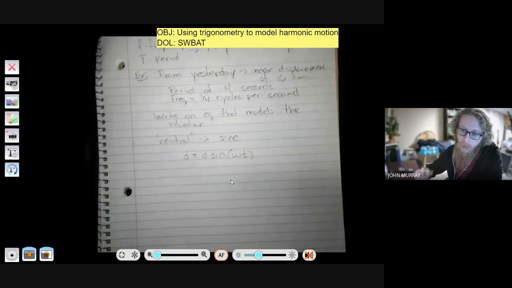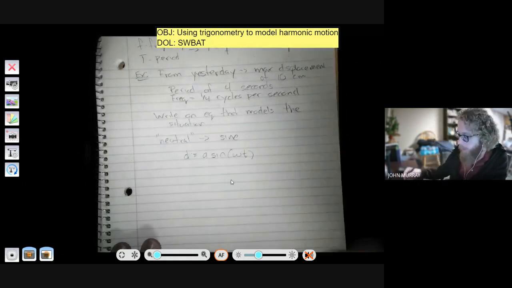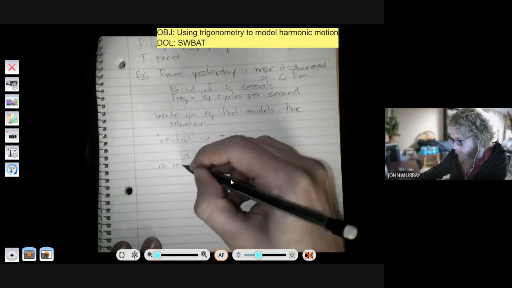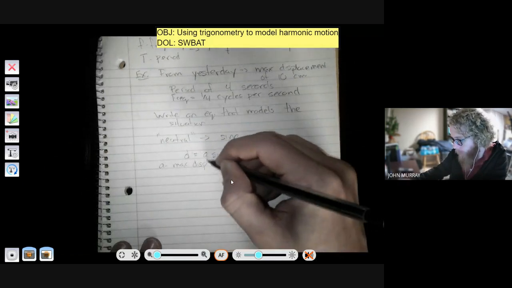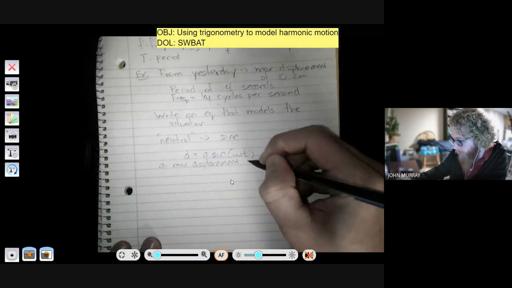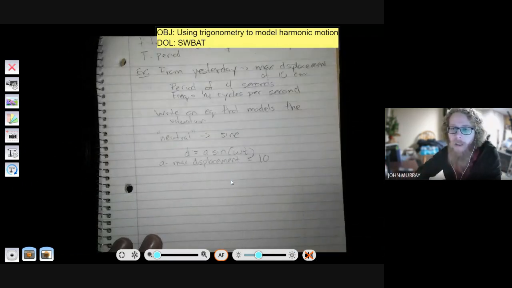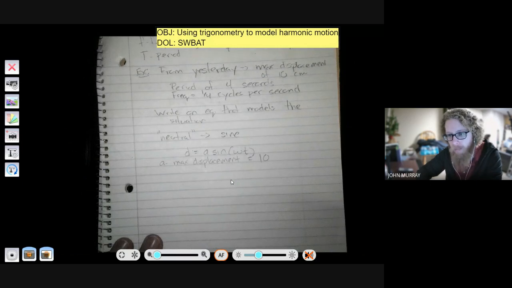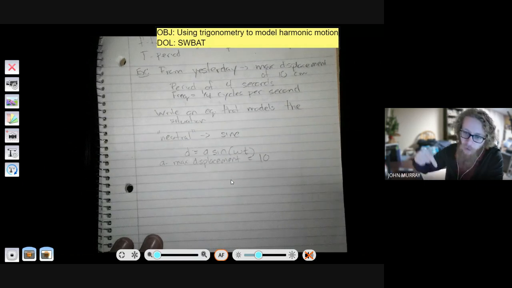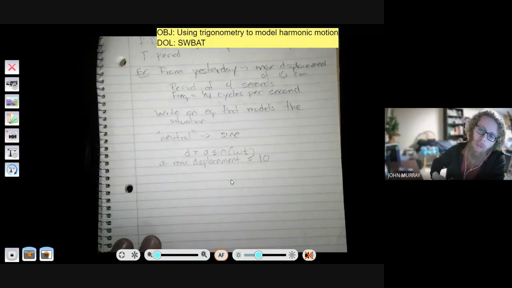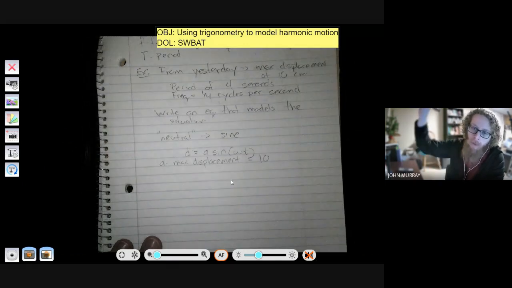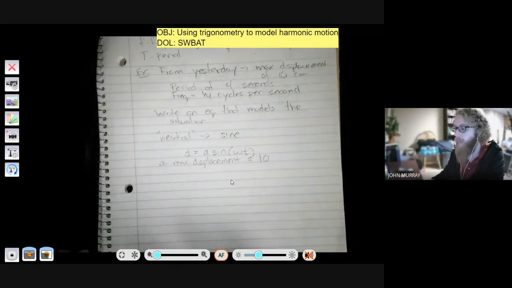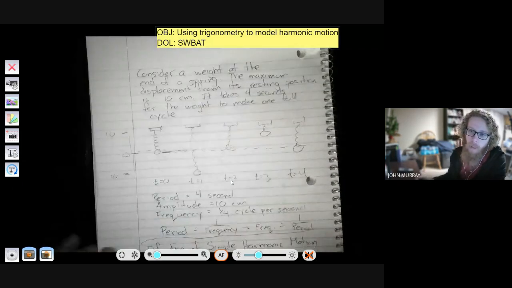Now the a is simple. The a is just our maximum displacement. In our case, it is equal to 10. Depending on how we start tells us if it's going to be positive or negative. If we start our direction going down, it'll be a negative 10. If we start our spring going up, it'll be positive 10. So for that, we'd have to look at the diagram.